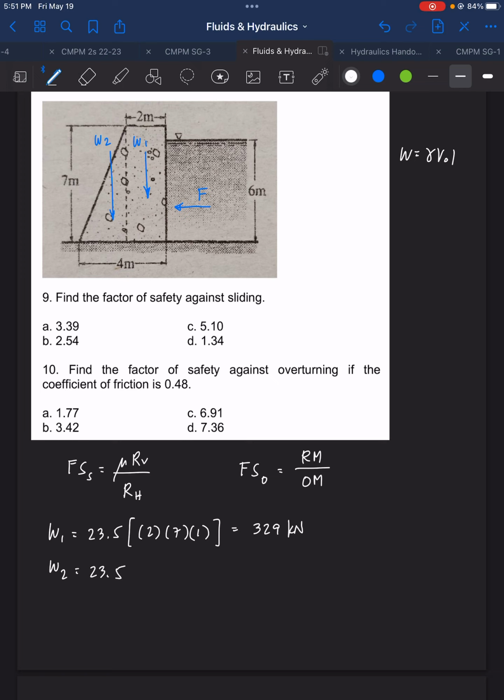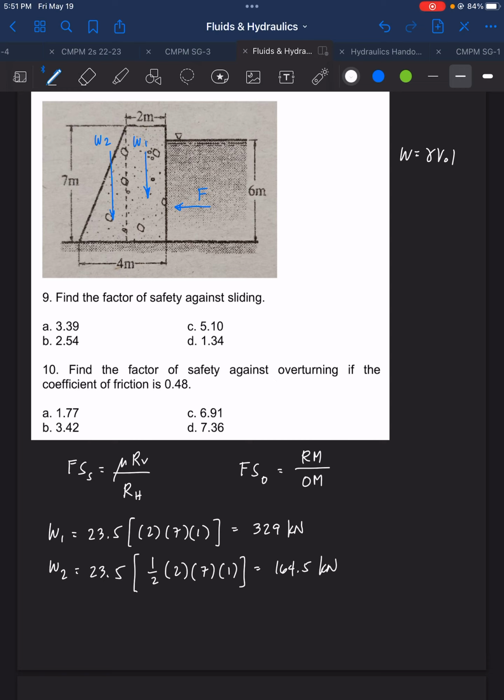For weight number 2, that is 23.5, gamma of concrete. Then the volume of the concrete here is 1/2, the base here is 2, the height is 7, per meter width. And the answer here is 164.5 kilonewton.